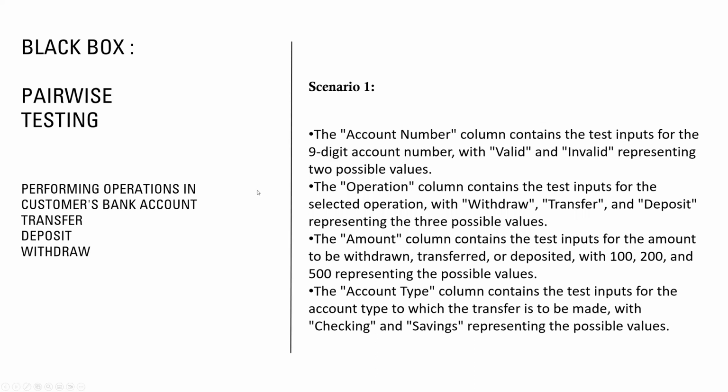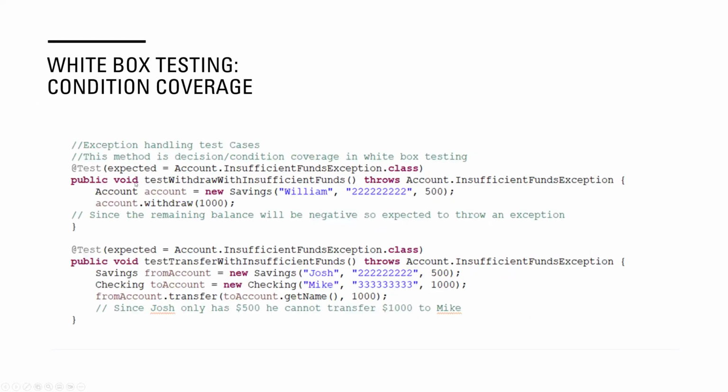Then we also worked on pairwise testing. This was also based on performing account operations, but a little bit more complex. The account number should be 9 digits, which represents valid or invalid, and then the operations we're performing with our application, which can be either withdraw, transfer, or deposit. The other value I used was the amount we are trying to withdraw, transfer, or deposit, and what kind of account we're using, either chequing or savings. This is the white box testing, and Gary will explain moving forward.